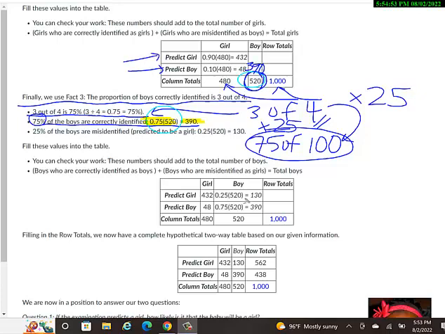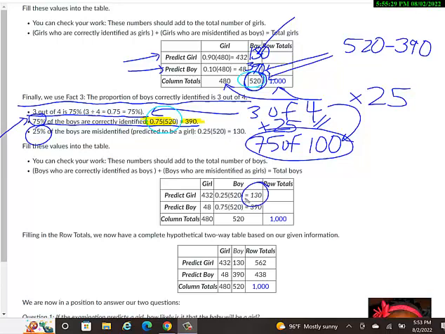The only thing we haven't filled in is how many were predicted to be a girl but were actually boys. So if 75% were correctly identified, that means what's left over is 25%, which is 100 minus 75. 25% of the boys are misidentified. So you can get that number by subtracting. 520 is the total number of boys born, minus 390 that were correctly identified. That means how many were incorrectly identified? Is that 130 if you subtract those? I think so, 130. Okay, yeah, that's what they got here.